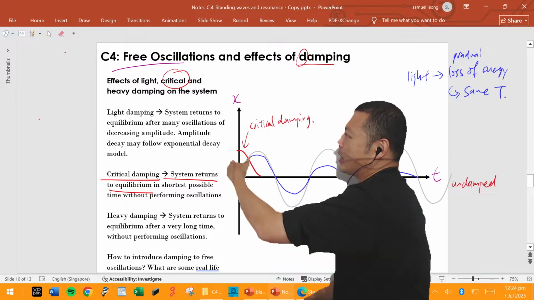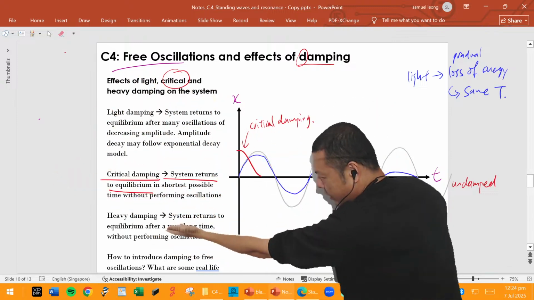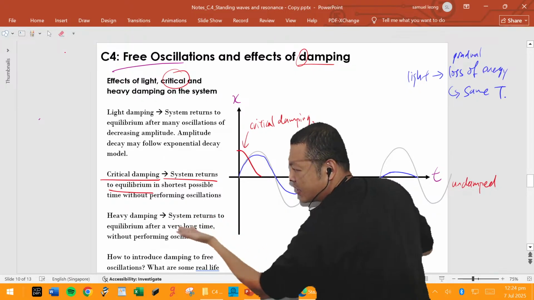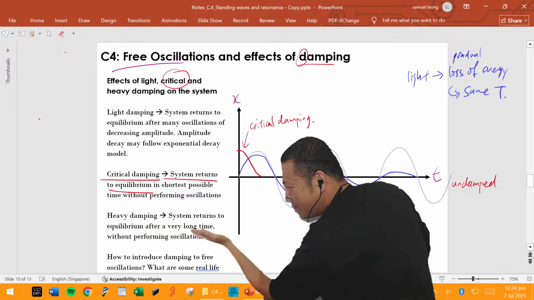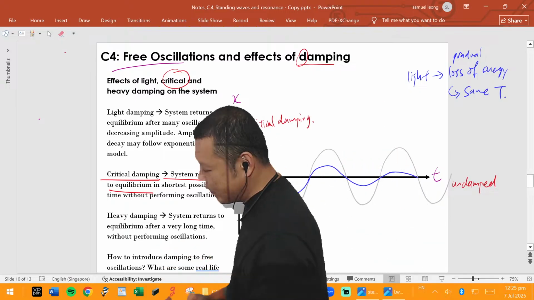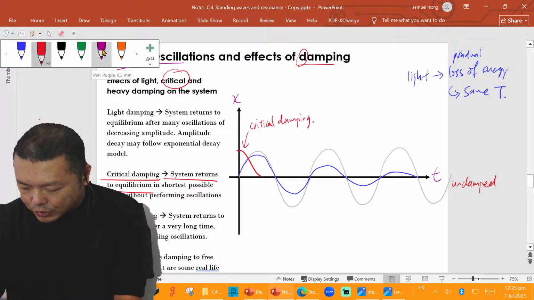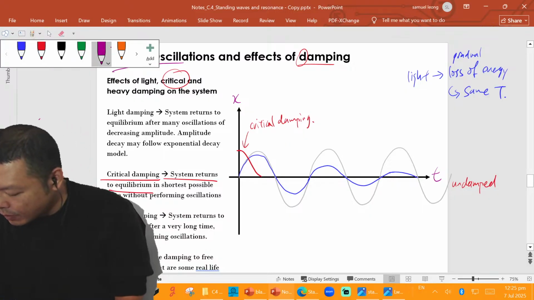Okay, so we're going to draw the heavy damping one now, right? So we're talking about heavy damping. Heavy damping is basically the system returns to equilibrium after a very long time, but also no oscillation. So how does that look like? So overly damped systems will look like this.